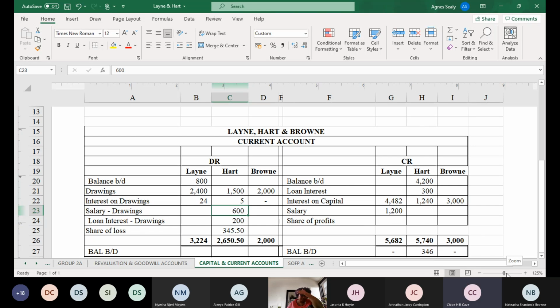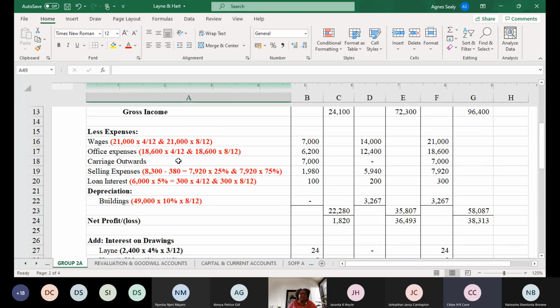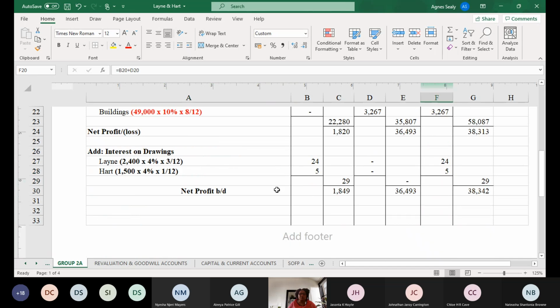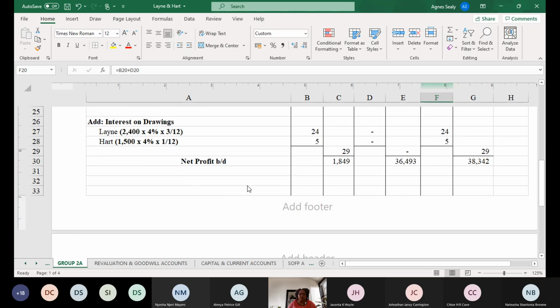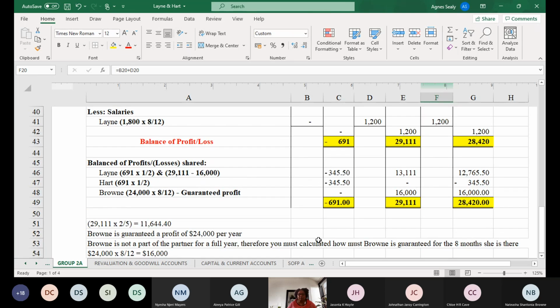Yes, this is coming from what we just calculated in the income statement, for the appropriation account. But yes, the only one that is coming from the income statement is the loan interest. This figure here, from the loan interest, is coming from the P&L, but all the interest on drawings, the interest on capital and salaries, and the profit is the appropriation account.